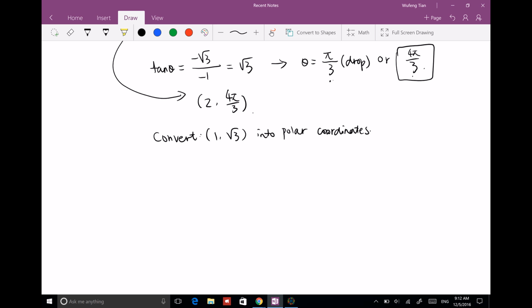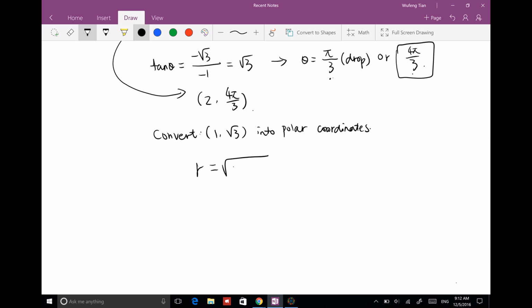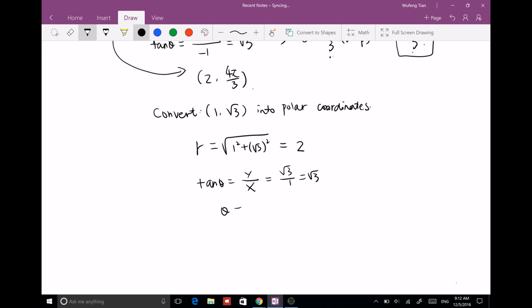Bella, could you please tell me what you got? R equals the square root of 1 squared plus square root of 3 squared. Okay, perfect. Then what you got? So it equals 2. And then what's your theta? I didn't get there yet. Okay. So tangent theta equals y over x equals square root of 3 over 1, which equals square root of 3. What is theta? Pi over 3 or 4 pi over 3, and since they're both positive, it would be pi over 3.